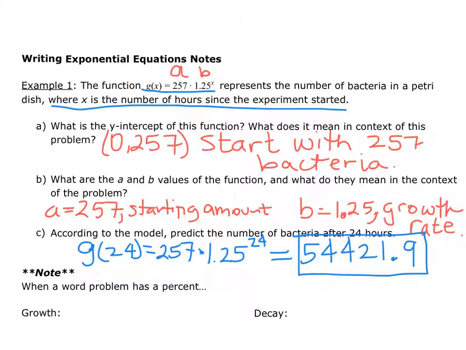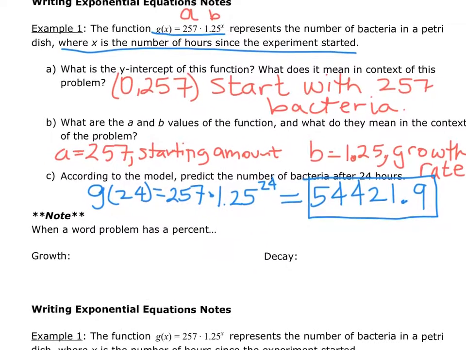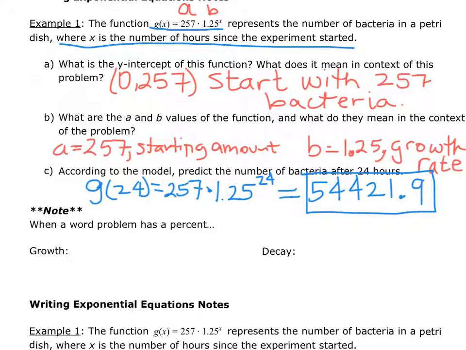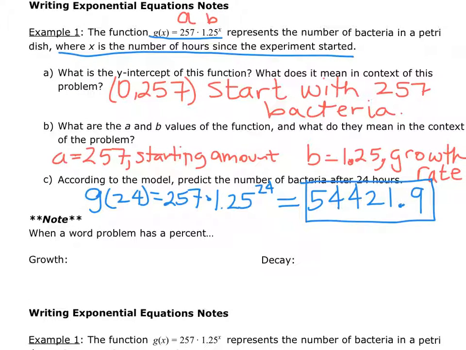So a note. We don't always get our growth and decay rate as numbers. Sometimes the growth and decay rate is given as a percent. So here, remember, when you have a percent, first of all, what do you do to a number that's a percent to change it from a percent to a number you can use? Move the decimal. So for example, what if I said, I don't know, 17%. What do I do to that 17? Put the decimal and move it 2 times.